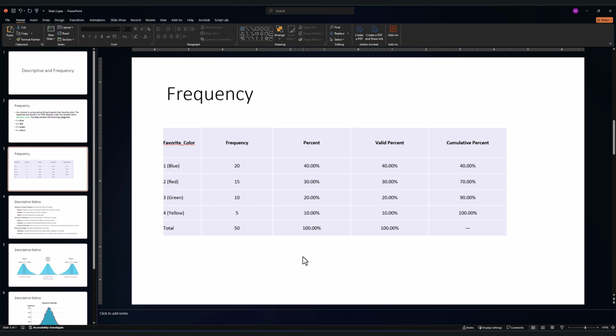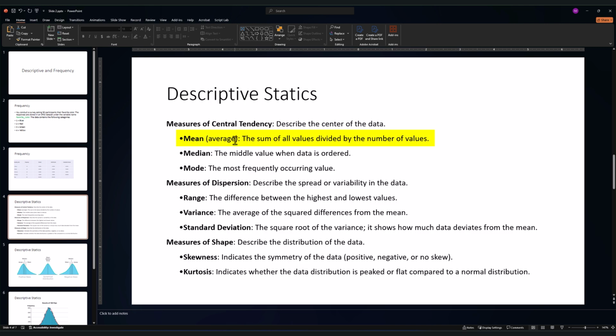For other descriptive statistics, mean, median, and mode are the measures of central tendency. Mean is an average point. The median is the middle point or the middle value in an ordered dataset. The mode is the most frequently occurring number or value. Then we have measures of dispersion, which are range, variance, and standard deviation.